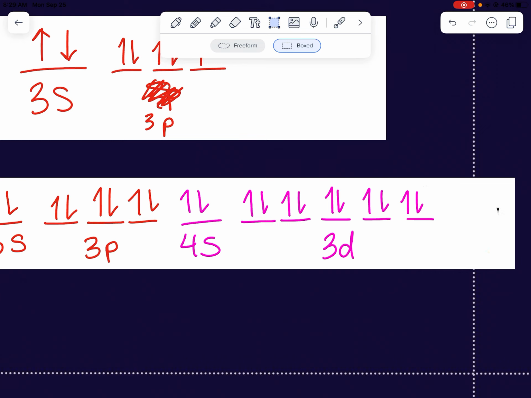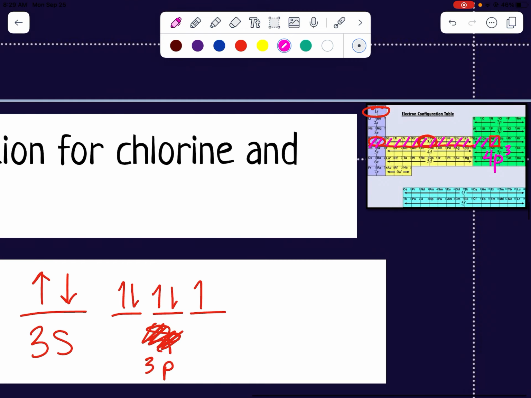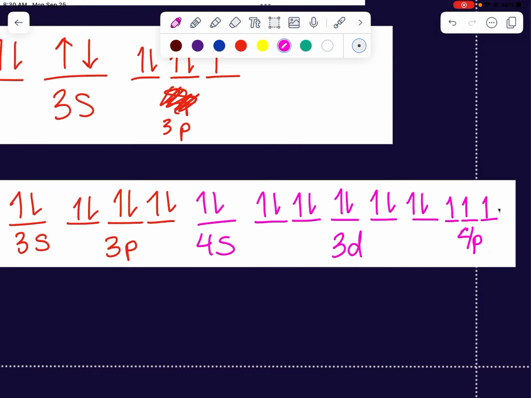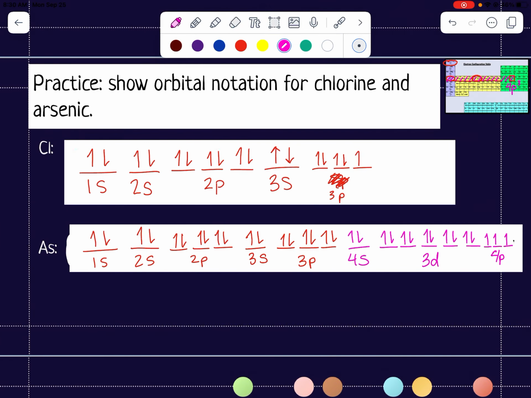All right, the final sublevel is 4p. But arsenic is only the third element over. Remember, we counted that it's the third element in 4p. So I need 3 electrons. That's going to be up, up, and up. And that's it. All right, so those are your 2 examples for orbital notation.